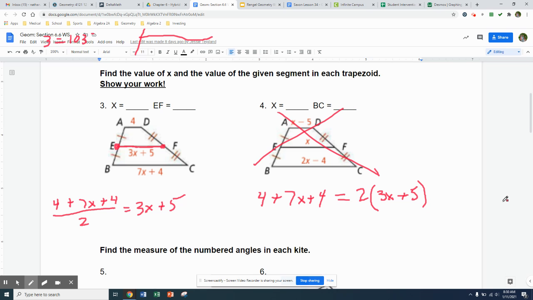You can either think of it as I'm going to double the mid-segment and equal it to my two bases, or I could find the average of my two bases and then set it equal to the mid-segment. Either way, though, we're going to get the same result.